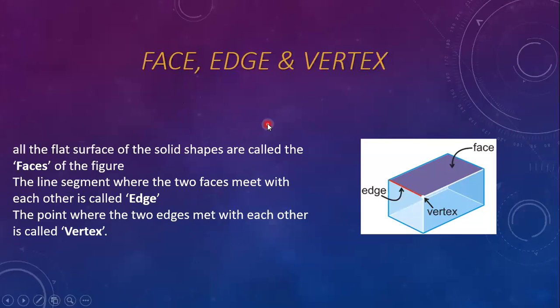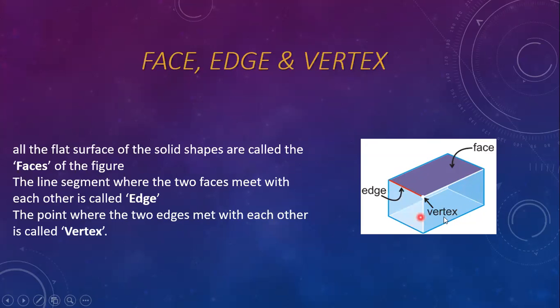Next, let us learn in a cube or cuboid how many faces, edges, and vertices are there. All the flat surfaces of the solid shapes are called the faces of the figure. The line segment where two faces meet with each other is called an edge. The point where the two edges meet with each other is called a vertex.